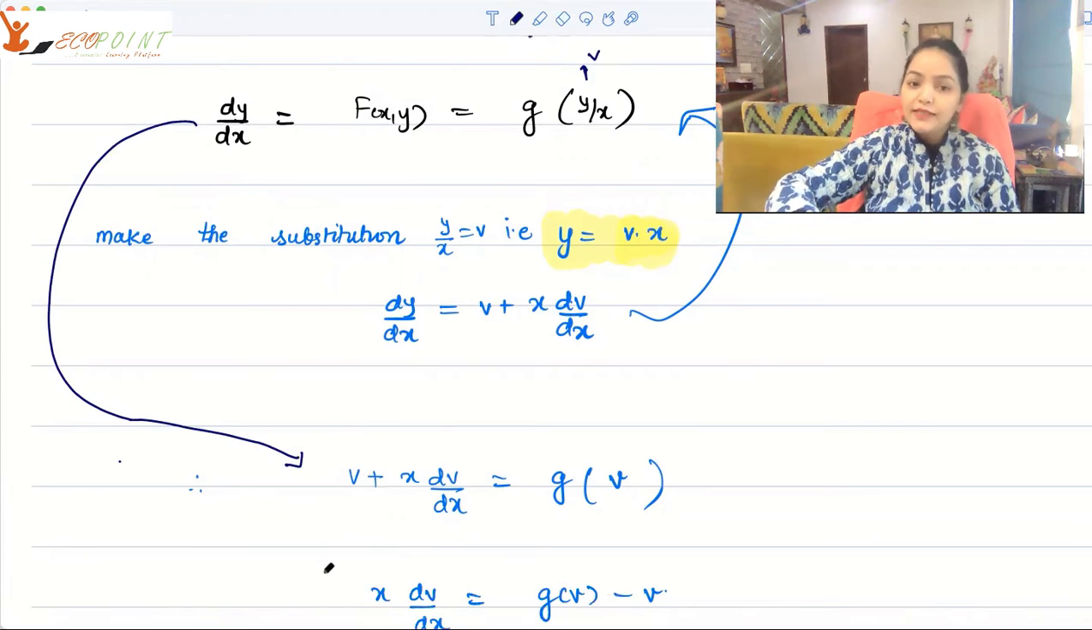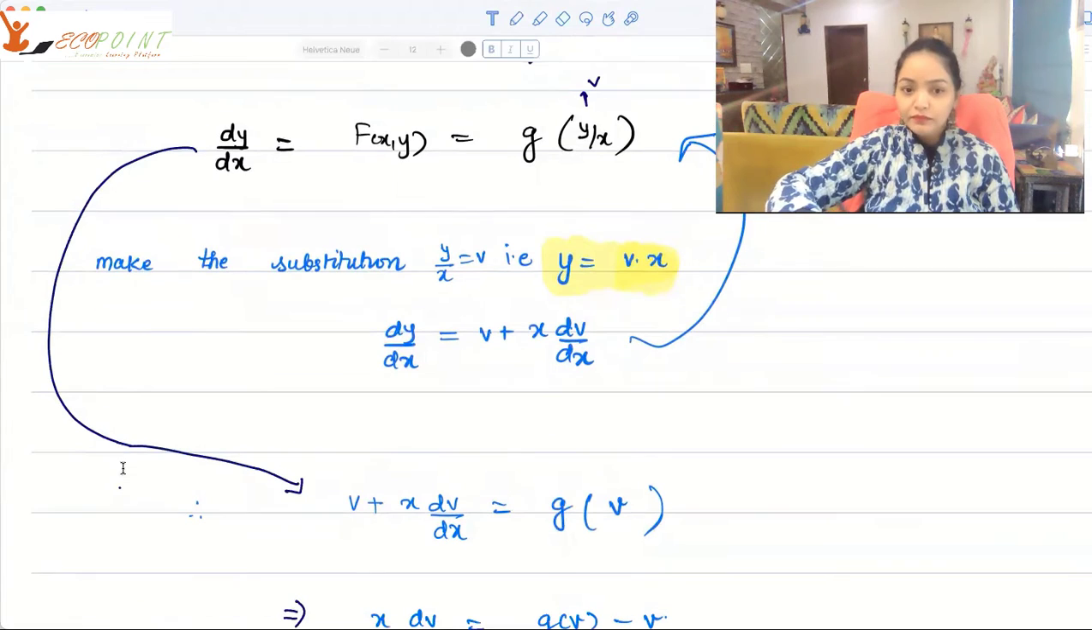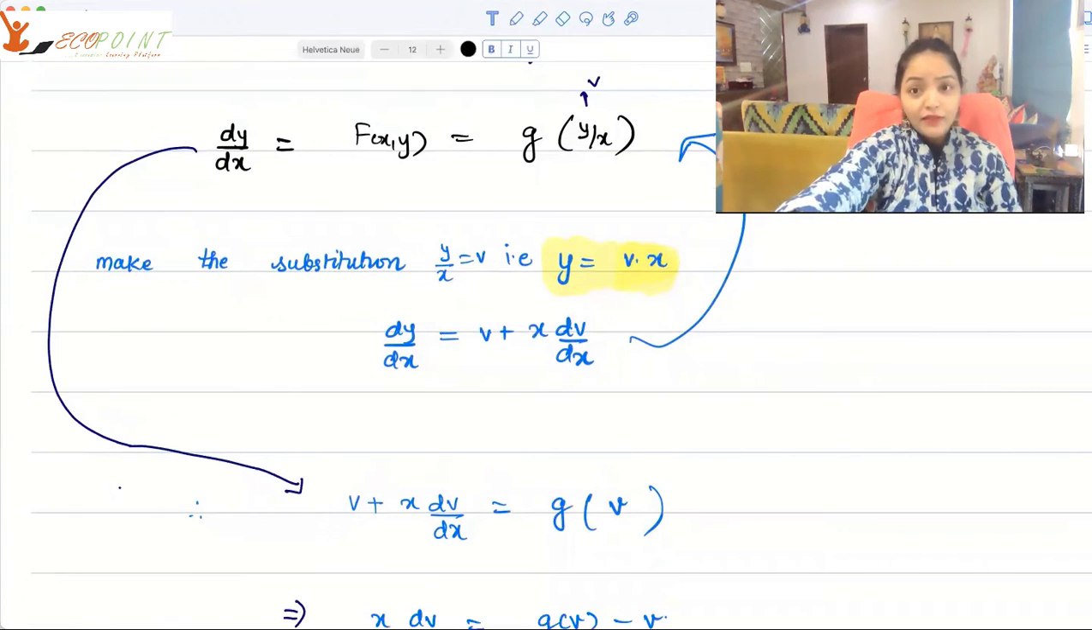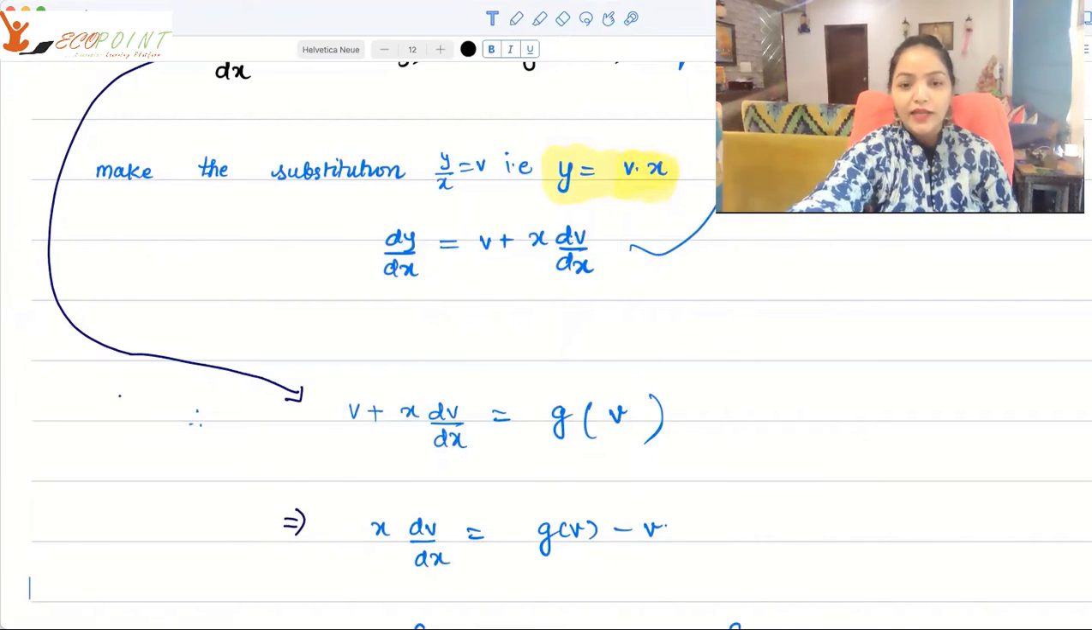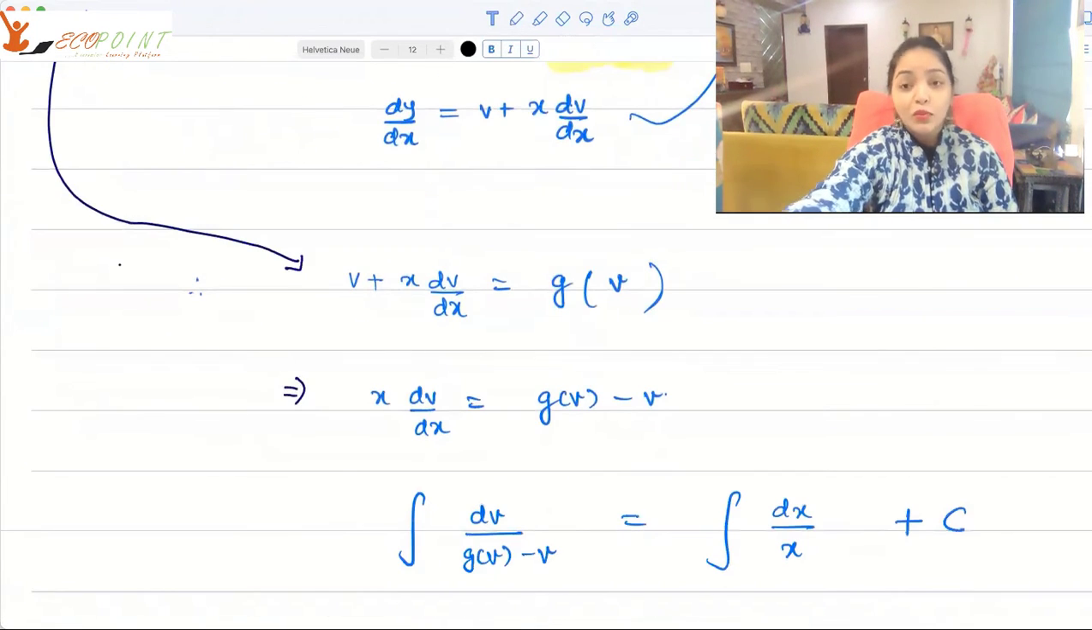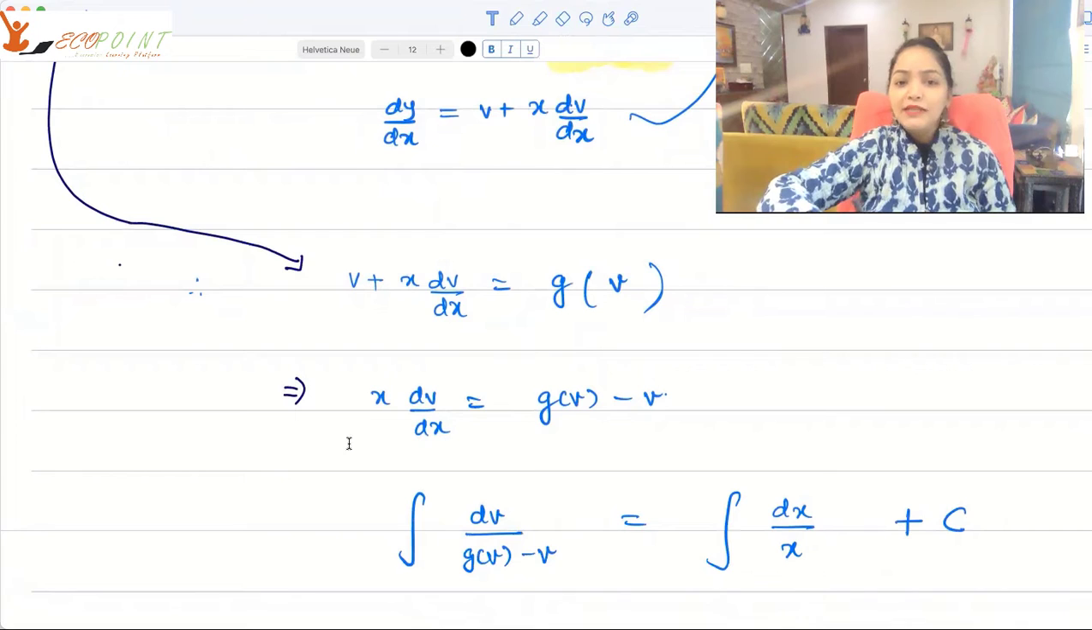Or in other words, this would imply that if I take just x dv by dx and take v to that side, it's going to be g(v) minus v. Of course, it'll be better explained with examples, so I will jump onto examples. Don't worry about that. But right now, I'm just telling you the concept, what's happening here. So this means that you have x dv by dx equal to g(v) minus v.